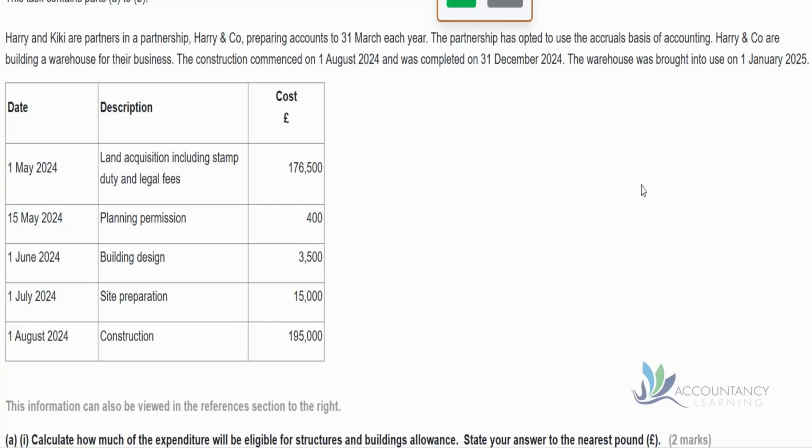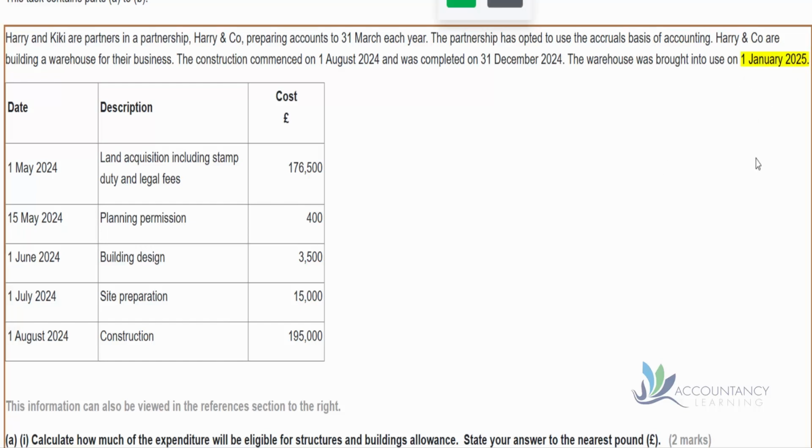So Harry and Kiki are partners in a partnership, Harry & Co, preparing accounts to 31st of March each year. The partnership has opted to use the accruals basis of accounting. Harry & Co are building a warehouse for their business. The construction commenced on the 1st of August 2024 and was completed on 31st December 2024. The warehouse was brought into use on the 1st of January 2025, and that's significant because that's when we can start to apply the 3% allowance.